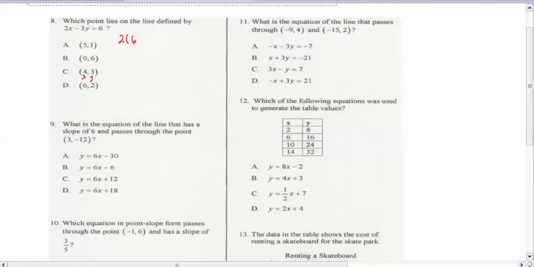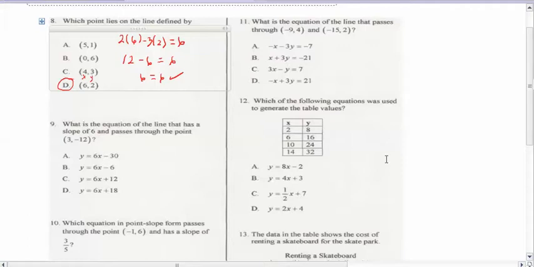2 times 6 minus 3 times 2 is equal to 6. 12 minus 6, is that equal to 6? And it is, so I found my answer choice.